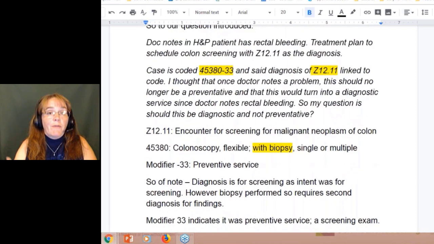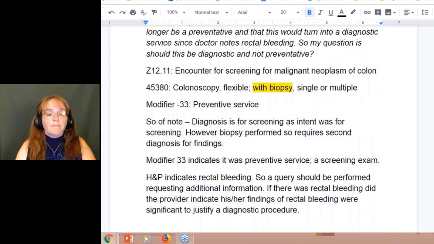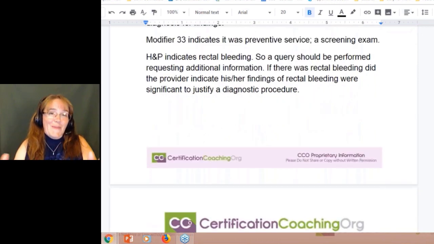modifier. But if we found something there because we did a biopsy, we need to have that second diagnosis in there indicating what we found. Sorry, not second modifier, second diagnosis. But the diagnosis, it was intent for screening. However, something was done. But the H&P indicated rectal bleeding. So a query should be done. Sorry to draw this out. Bottom line, surprise, surprise, you have to query the provider.